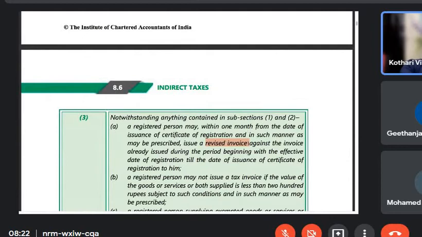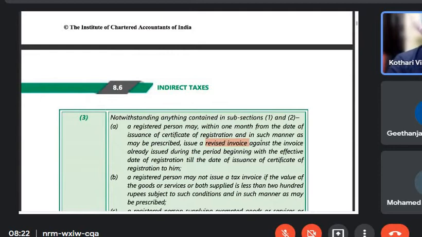When can a revised invoice be issued in GST? It can be issued by a registered person within 1 month from the date of issuance of certificate of registration. So only a newly registered person can issue a revised invoice. No other person can issue a revised invoice. In general you cannot revise an invoice, but only in case of a newly registered person, he can revise the invoice.